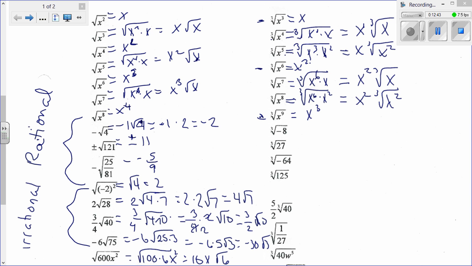Looking at x to the fifth, 3 goes into 5 one time, and I'm left with 2. For x to the sixth, 3 goes into 6 two times, I have nothing left over. For x to the seventh, 3 goes into 7 two times, notice my exponent is 2, and I have 1 left over. For x to the eighth, 3 goes into 8 two times, again look at my exponent, and I'm left with 2. 3 goes into 9 three times.